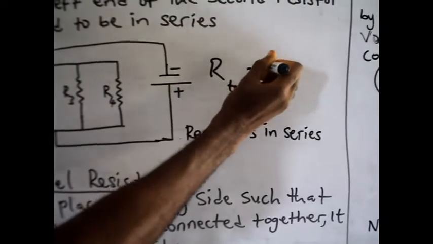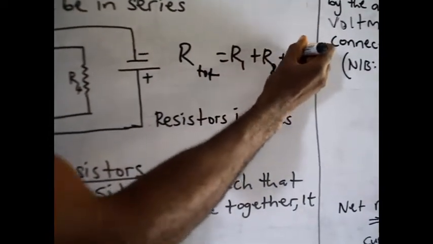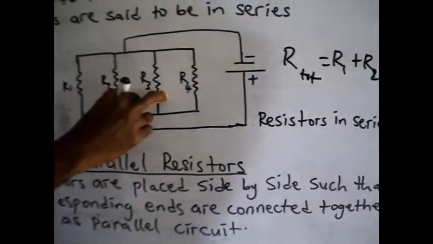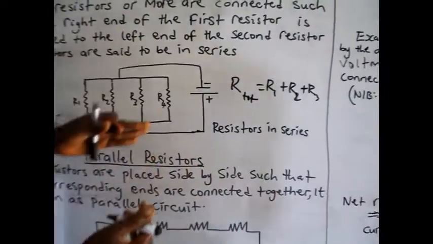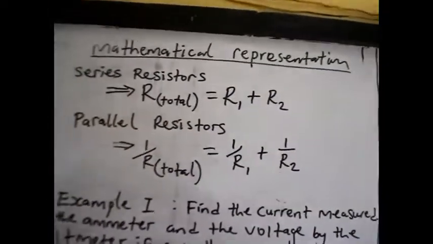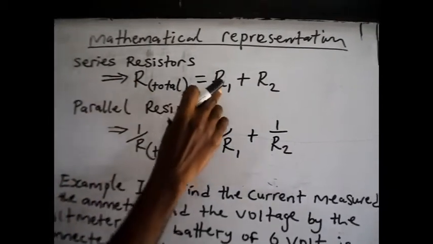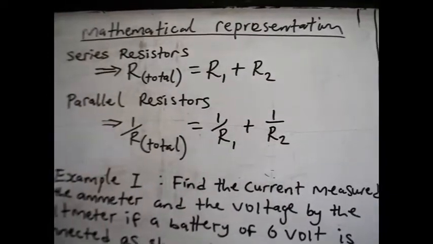That will give you R1 plus R2 plus R3 as the case may be. So you add up, and this will give you the total resistor in this circuit. So that is what this formula is talking about: that the total resistor in series is R1 plus R2 as the case may be.